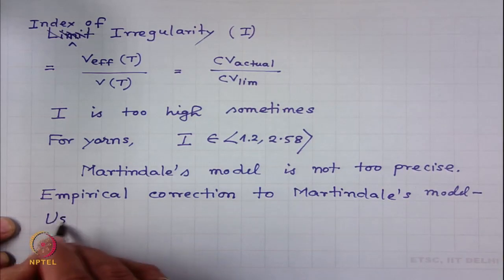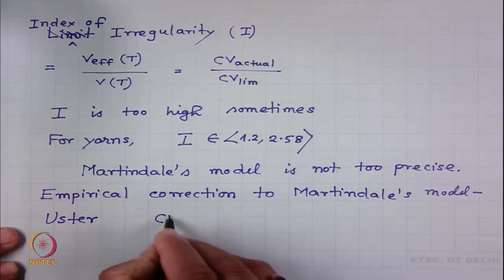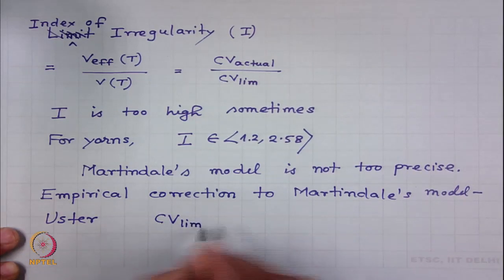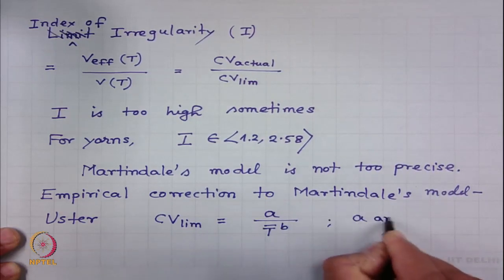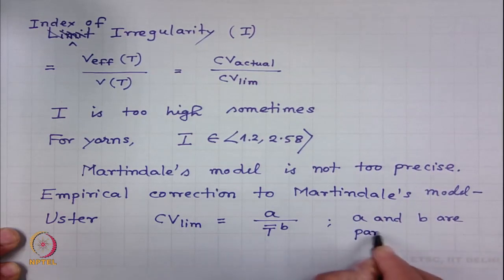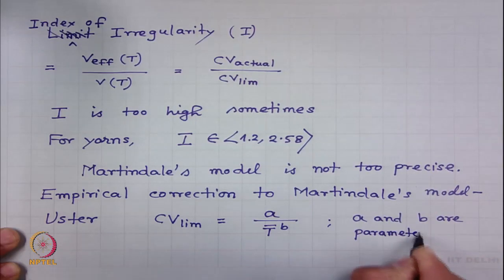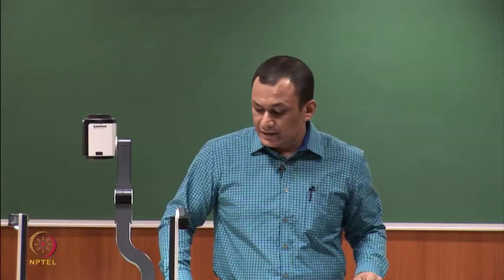Worcester. They have given this correction as CV limit is equal to this, where A and B are parameters. So, this empirical correction was suggested by the company Worcester.